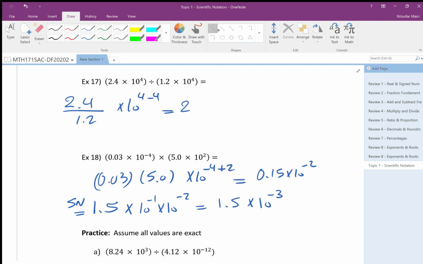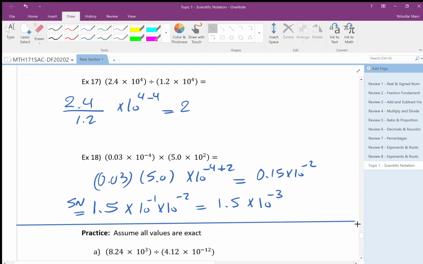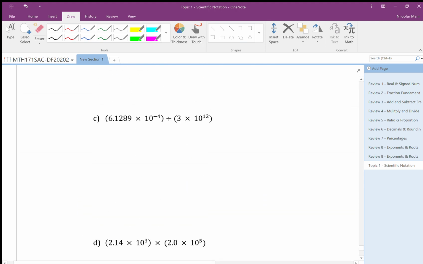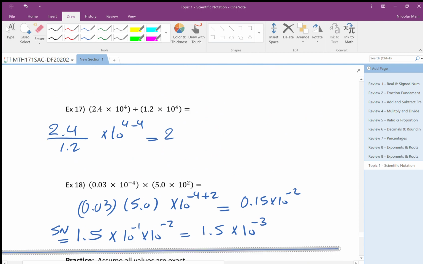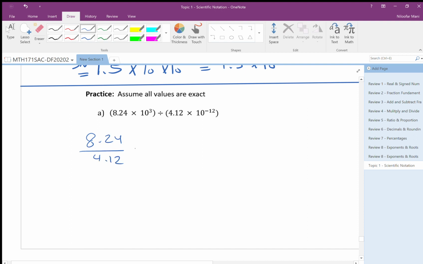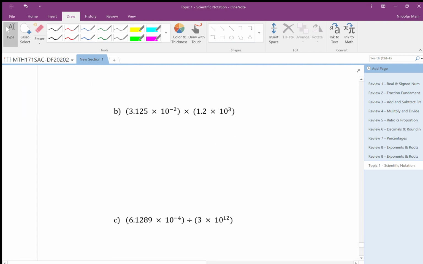So I can stop here and continue after to finish the practice one. Okay, so maybe these are not too many, so I can finish them in this video. So how about here? It is 8.24 divided by that times 10 power 3 minus minus 12, which is 2 times 10 power 15. How about here? So 3.125 times this multiplied by this.